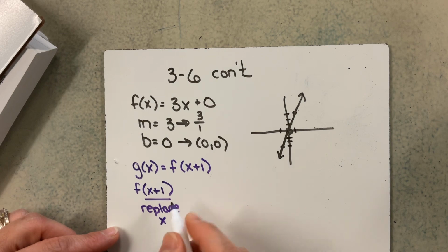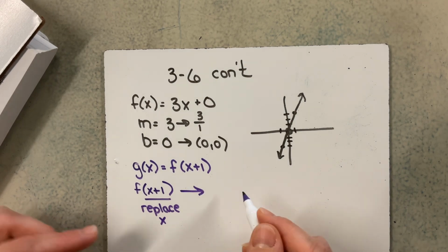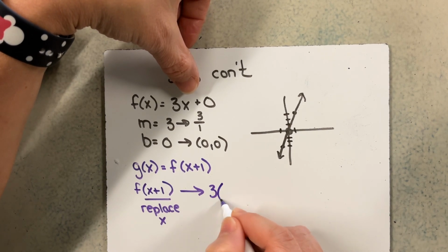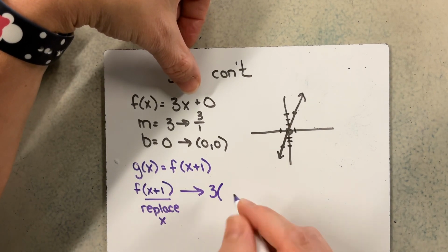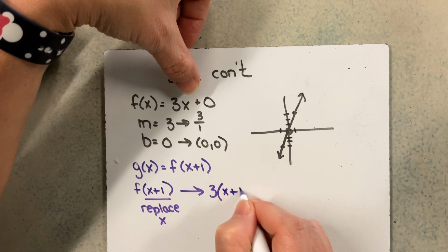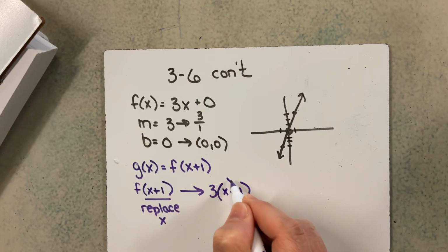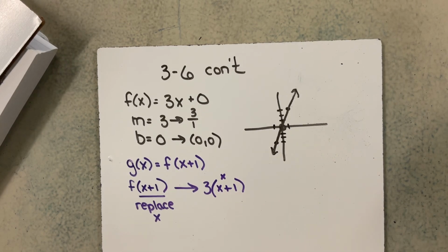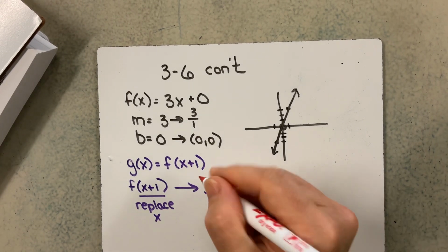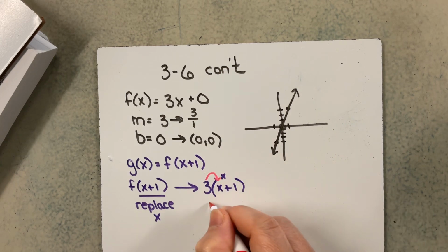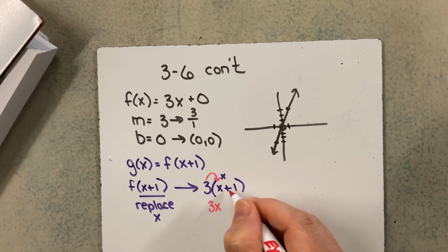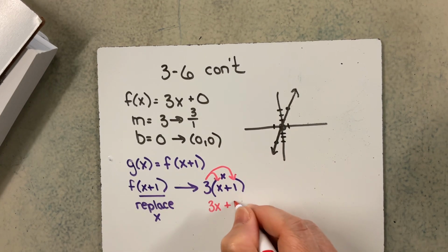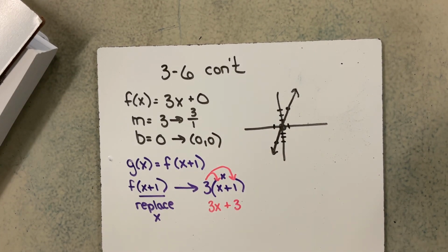the x. So if we look here, we had 3x, so 3, but in place of the x, I'm going to put this new piece, x plus 1. Okay, so in place of the x, I put this x plus 1. Now, using distributive property, we have a new function. We have 3 times x, which is 3x, bring down the plus sign, and 3 times 1, which is 3. So this is my new function.